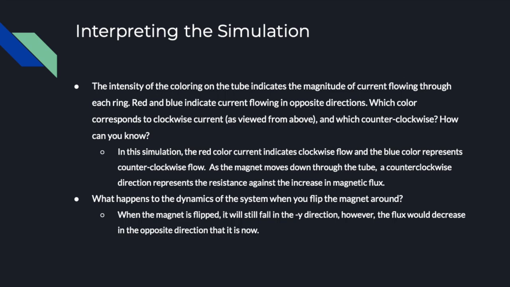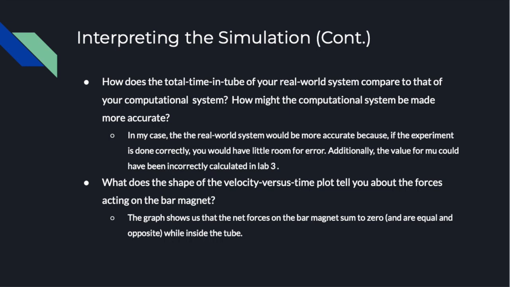In the simulation, the red color represents clockwise flow and the blue represents the counterclockwise flow. If the magnet were to be flipped, it would still continue to fall in the same negative y direction. However, flux would decrease in the opposite direction that it is now. Additionally, I believe the real-world system to be more accurate because if you do the experiment as explained in the instructions, there is little room for error. Additionally, I believe there to be such a large difference between my computational time value of 4.51 seconds and the experimental value of 1.2 seconds because the mu value could have been incorrectly calculated in Lab 3.